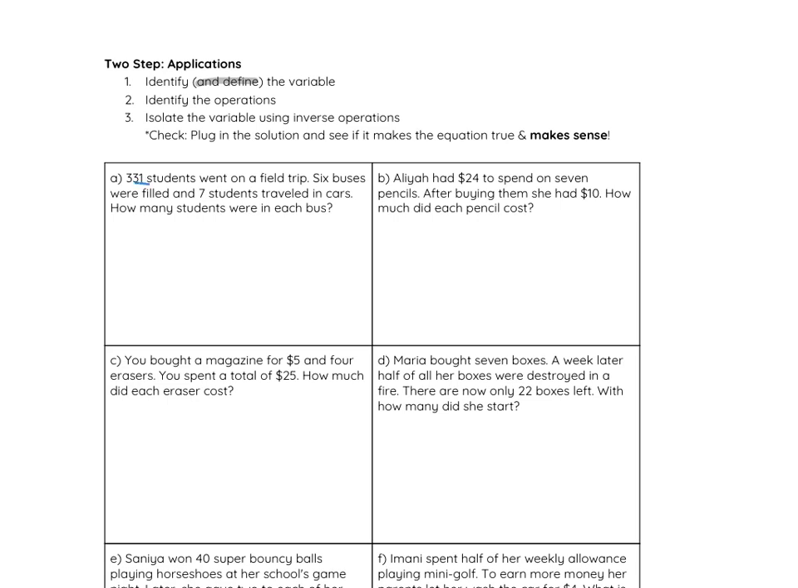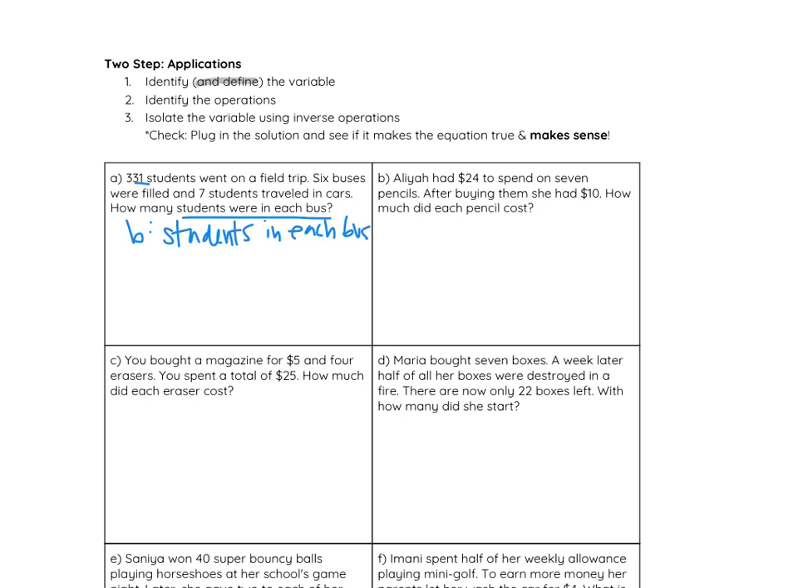It says 331 students went on a field trip. 6 buses were filled and 7 students traveled in cars. How many students were in each bus? So our variable here, what we're trying to figure out is how many students in each bus. And so you could use whatever variable you want. I'm going to use B, and I'm going to define B as the students in each bus.